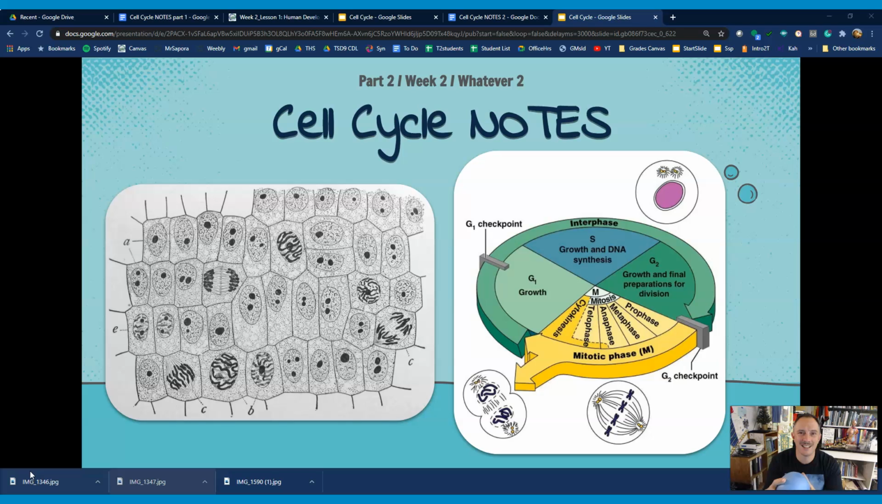Oh yeah, let's get into it. So in this section, we're going to be finishing up talking about the life cycle of a cell. That's what the cell cycle is. There's a lot of vocab in here, but don't let it overwhelm you. It's not that bad, actually.